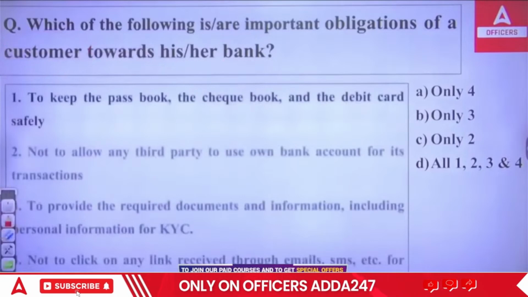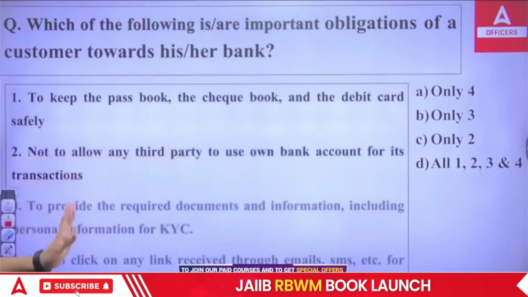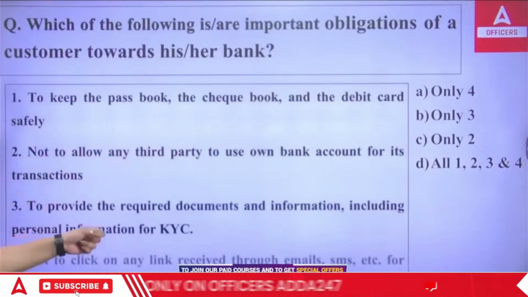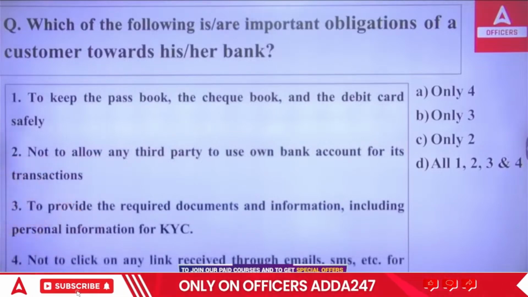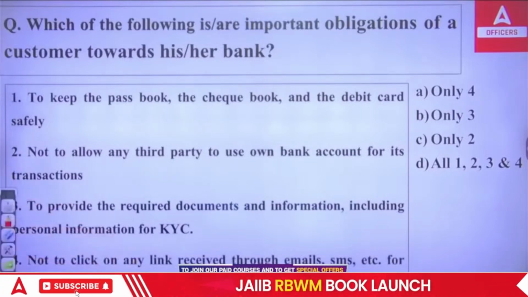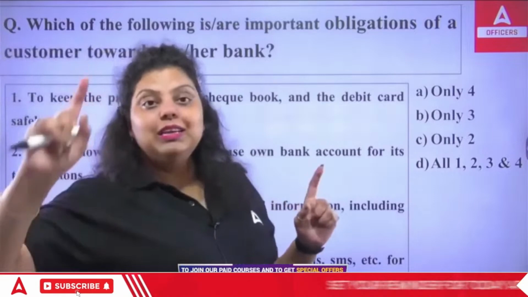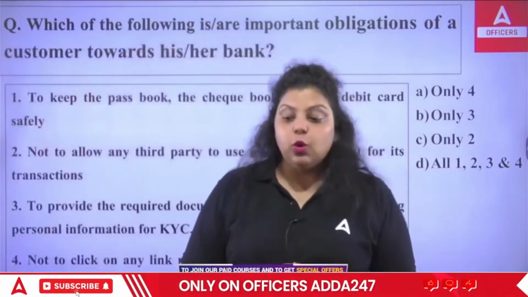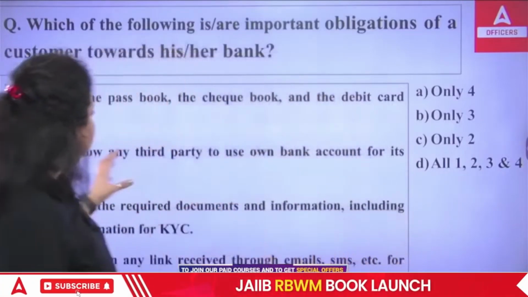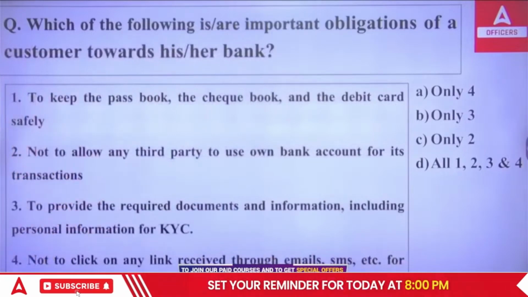And the options we have: to keep the passbook, the checkbook, and the debit card safely, not to allow any third party to use your own bank account for its transaction, to provide the required document and information, including personal information for KYC. And the next one is not to click on any link you receive through emails, SMS, etc. for accessing the bank's website. Even if you are going on Google also, there are fake links of the bank's website. So always do check you are using a secured website of a bank. This is very important. So all these are the points in front of you. So which of the following are the obligations of a customer towards the bank?